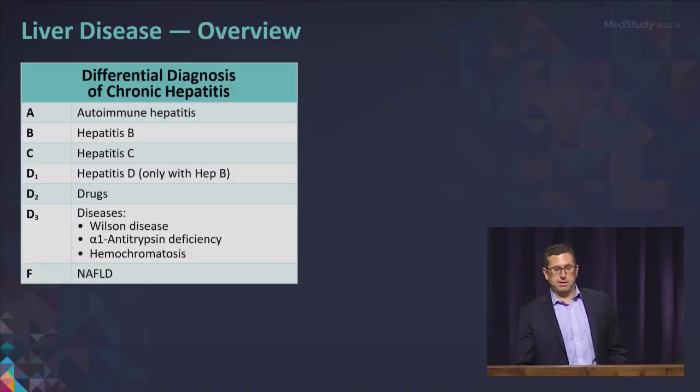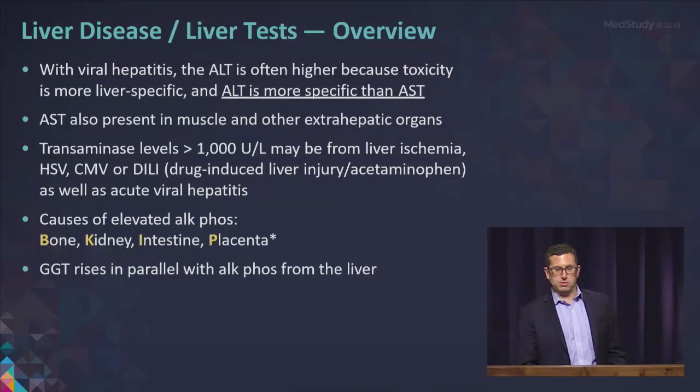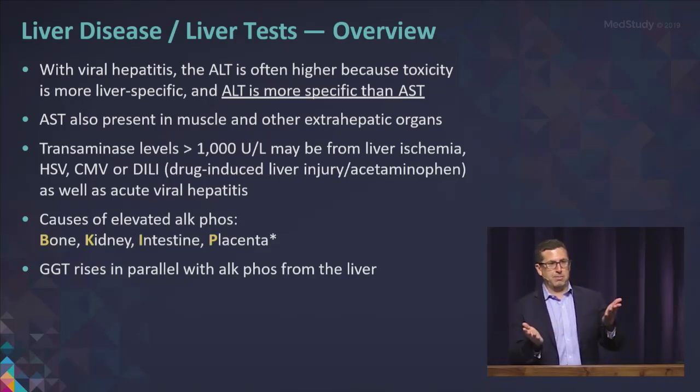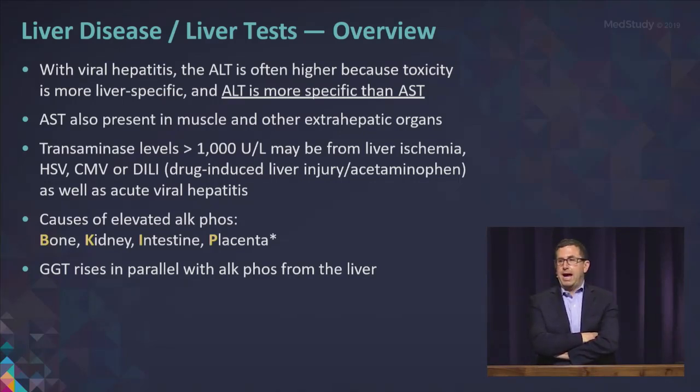So liver disease, we're going to talk about viral hepatitis, drug-induced liver disease, and some hereditary conditions associated with liver disease. So just to talk a little bit about liver tests in general, with viral hepatitis, the ALT is often higher because toxicity is more liver specific. So everyone remembers that ALT is much more specific for the liver than AST. AST could be seen in a variety of other organs or systems, including muscle.